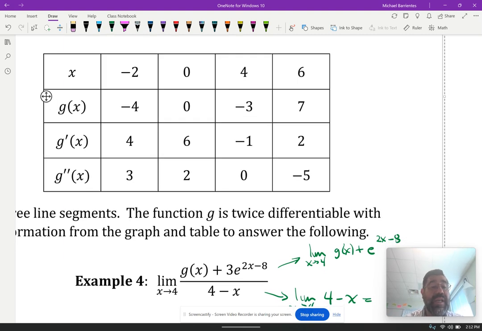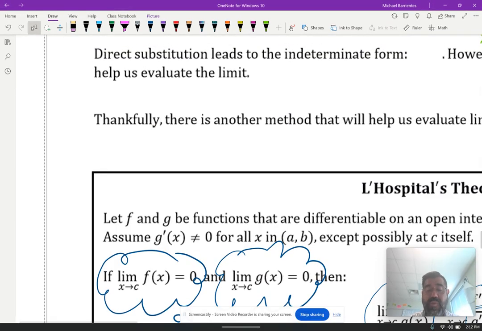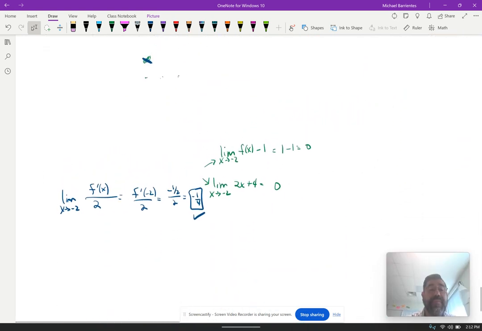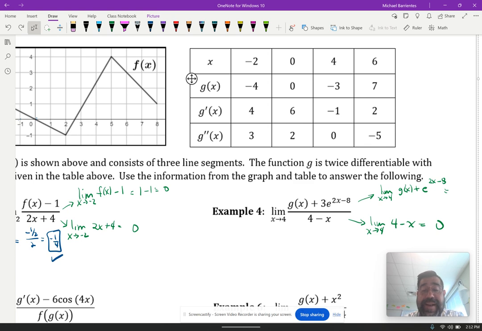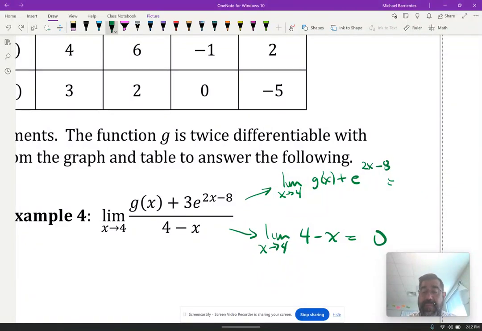G, oh, I lost it. Where did it go? Oh, I really did lose it. There it is. G of 4. G of 4 is negative 3. Oh, I think I left this 3 out of my setup here.